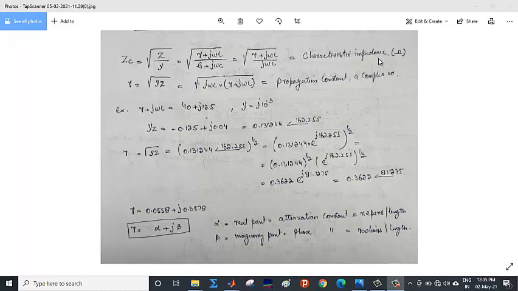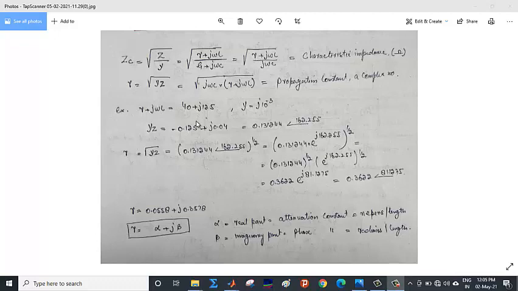Its unit is ohm, and it is always independent of the line length. Gamma, which is known as the propagation constant, is a complex number. It will be the square root of y into z. So y is j omega C multiplied by z, that is R plus j omega L.